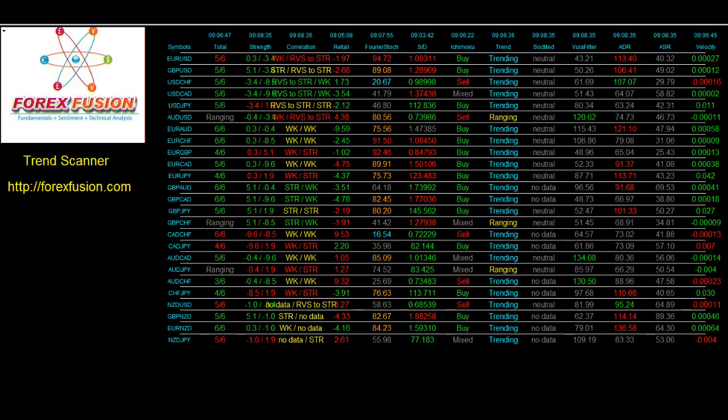If you take a look over at the ADR column, you can see that a number of pairs have exceeded their daily range. A very quick way to see where we are in the market is to go ahead and take a look at the daily range and then look at velocity.